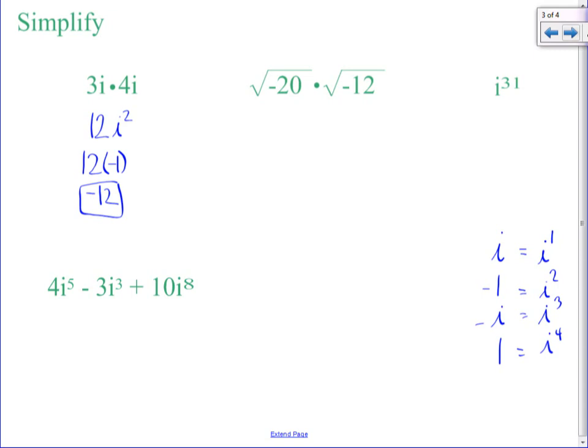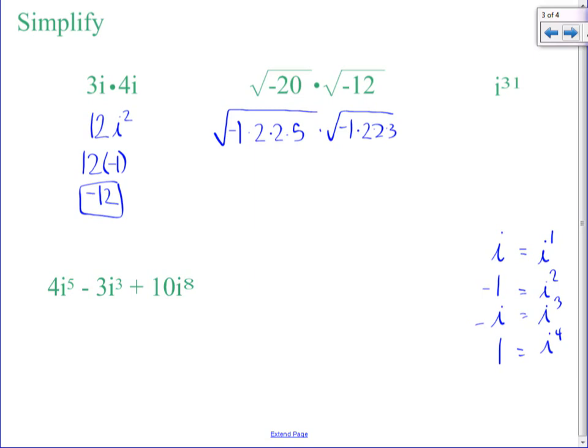Looking at the next one. Let's change both of these. Let's simplify both of these roots. So we've got -1, and then what's the prime factors of 20? 2, 2, 5. We're going to multiply that by -1 and 2, 2, 3.